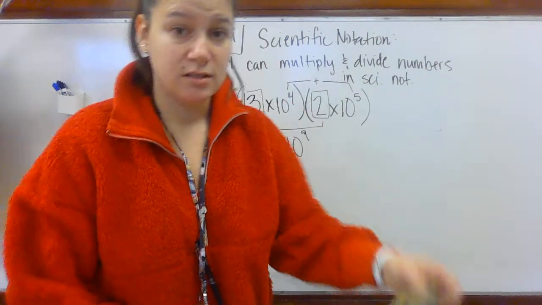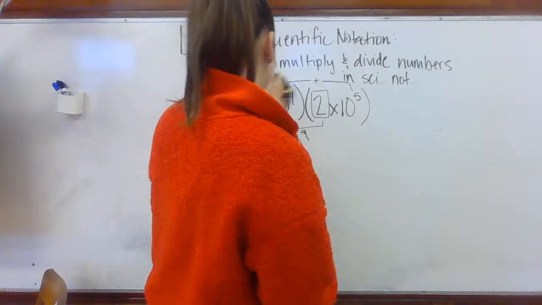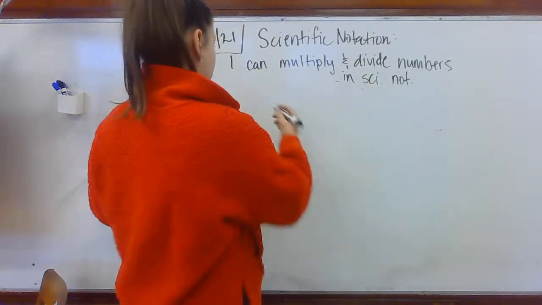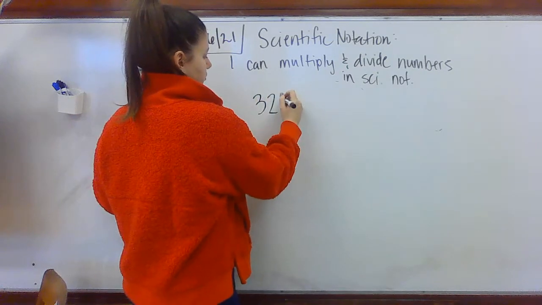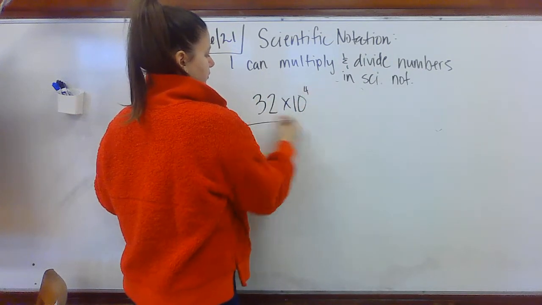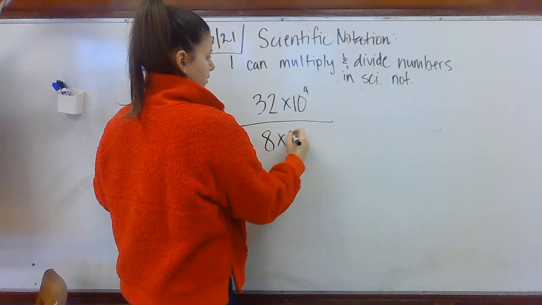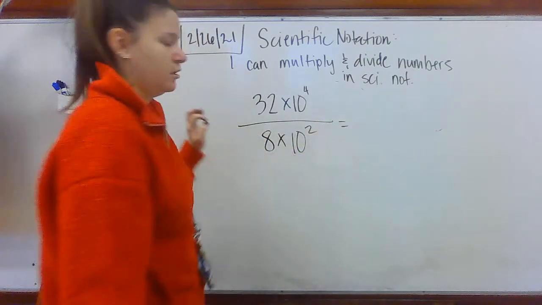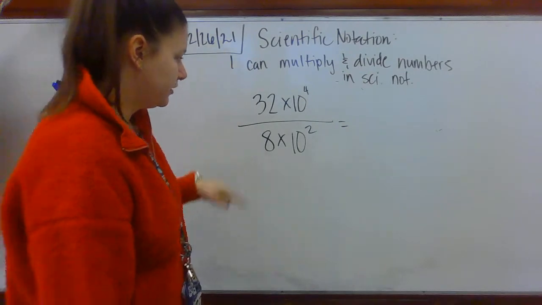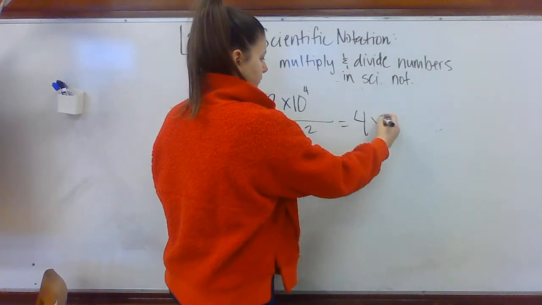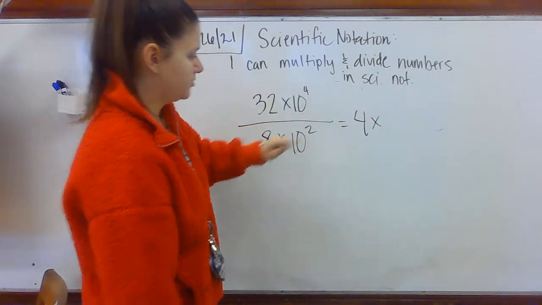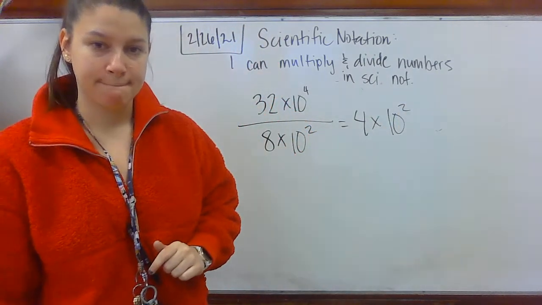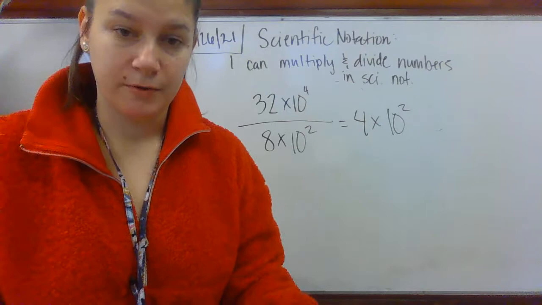If you get a division problem, say you have 32 times 10 to the 4th divided by 8 times 10 to the 2nd. Divide the coefficients. 32 divided by 8 is 4. 4 minus 2 is 2, so it'd be times 10 to the 2nd. Okay? Sometimes they're that simple.